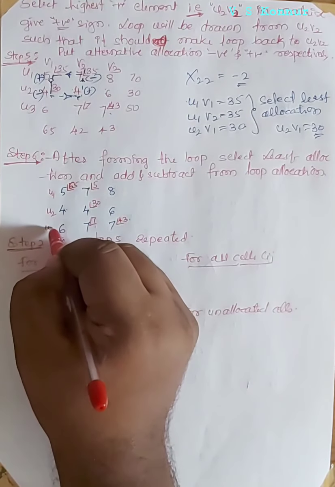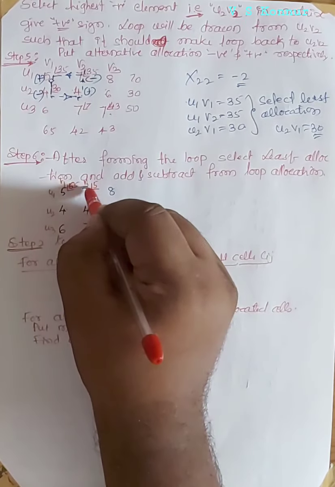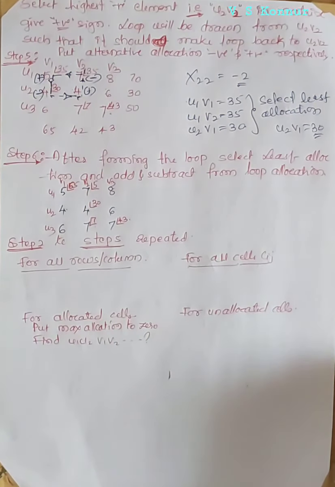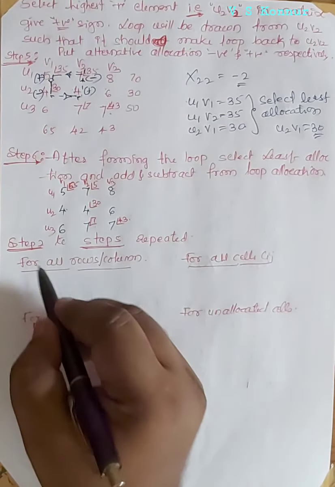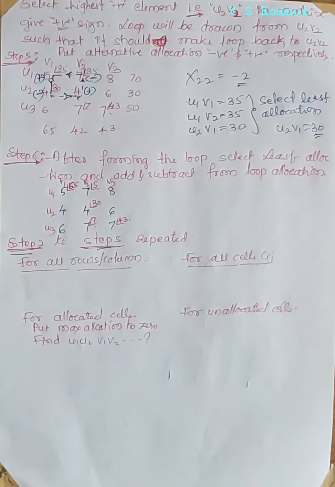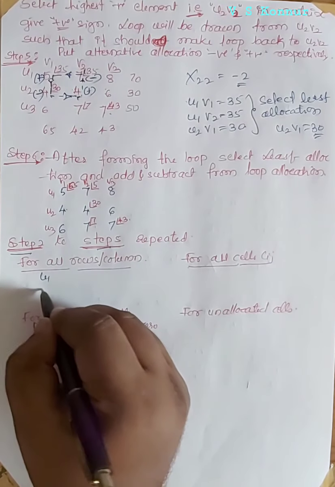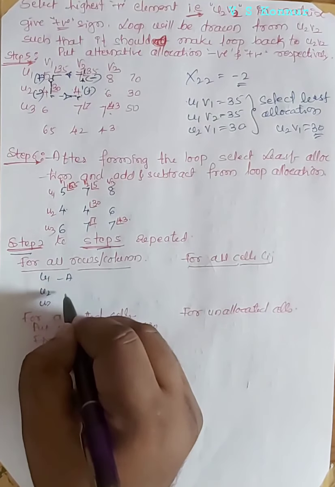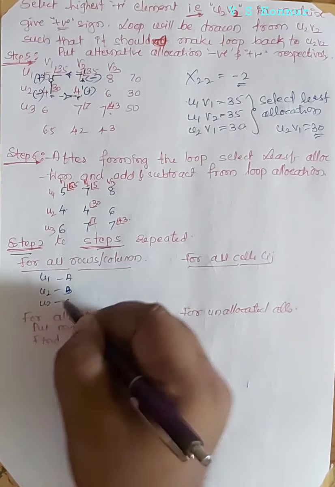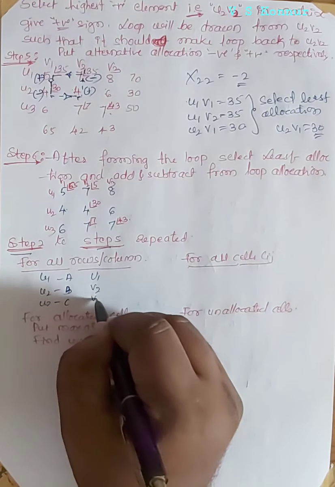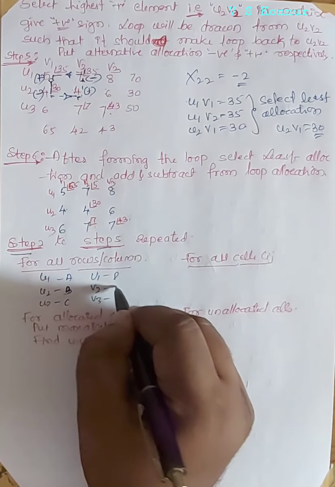U1, U2, U3, V1, V2, V3. There is a change in allocation observed. Now repeat all the steps from 1 to 5. 1 is already checked. There is no need for 1. 2 to 5 have to be checked. Now for all the rows, U1, U2, U3, we have written A, B, C. For V1, V2, V3, it is given by P, Q, R.